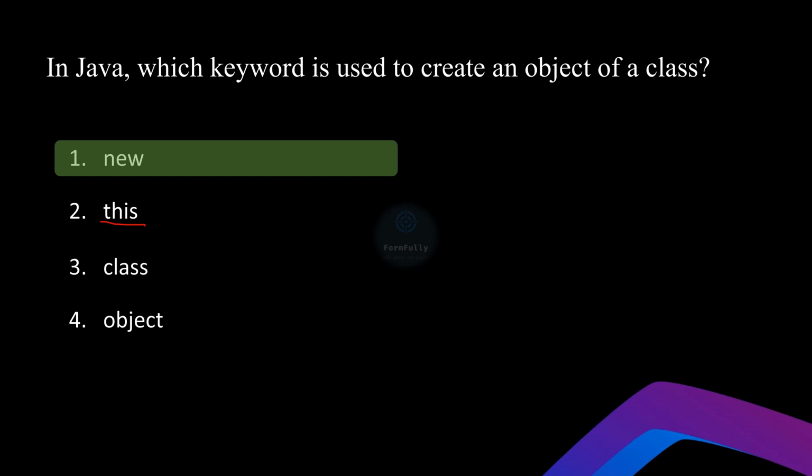The this keyword is used to refer to the current instance of the class. It is not used to create a new object. The class keyword is used to define a class, not to create an object. Object is a term often used to refer to an instance of a class. It is not a keyword in Java for creating objects. So the correct option is new.